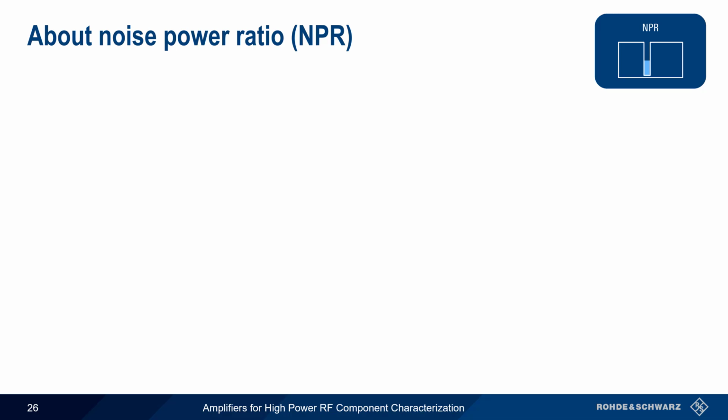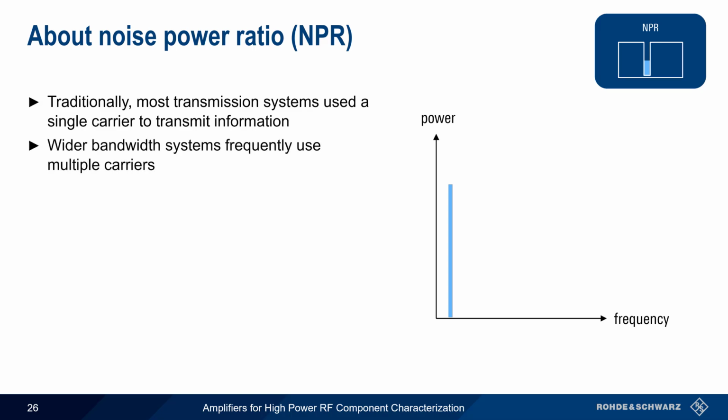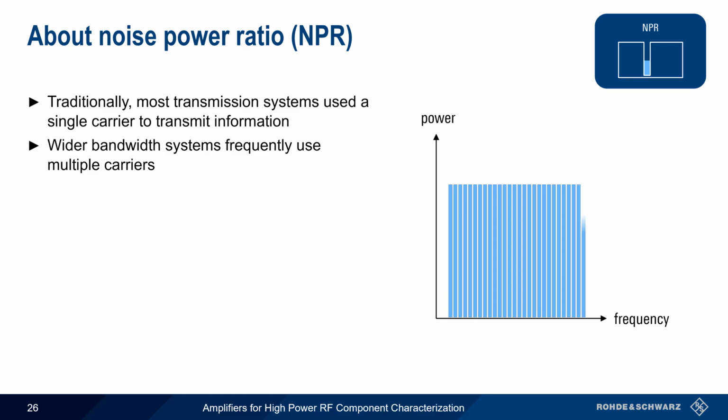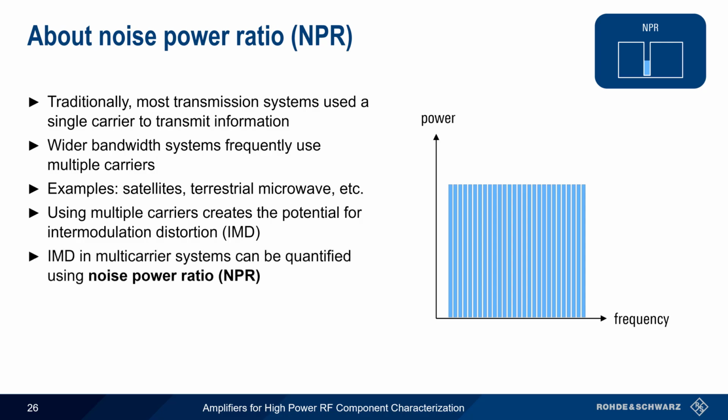The next topic is noise-power ratio. Traditionally, most RF transmission systems used a single carrier to transmit information. More recently, wider bandwidth systems now often use some type of multi-carrier transmission scheme. Examples include satellite systems, terrestrial microwave, etc. One potential issue in multi-carrier systems is that these carriers may mix, creating undesired intermodulation products and intermodulation distortion. In order to measure this intermodulation distortion, a measurement known as noise-power ratio is used.